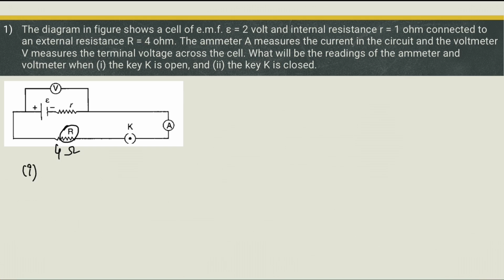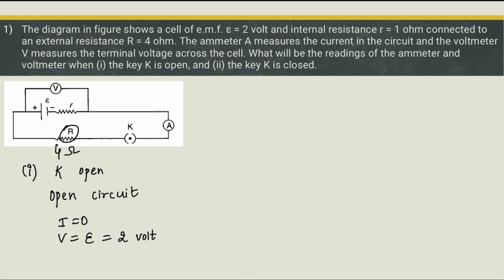So first, when key is open, it indicates open circuit. And we know that when circuit is open, current does not flow. So the reading of ammeter must be 0 and reading of voltmeter, should it be 0? No. Reading of voltmeter in that case will be same as EMF. Alright, because voltmeter here is connected across the battery.